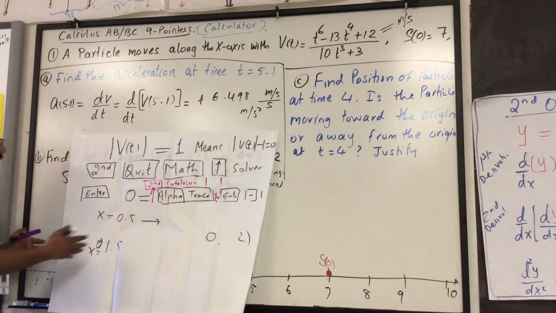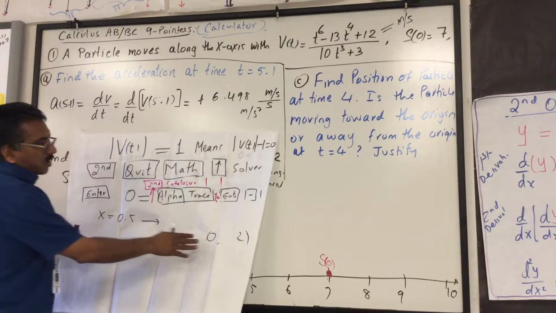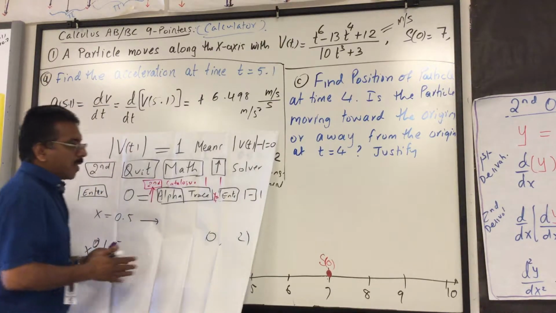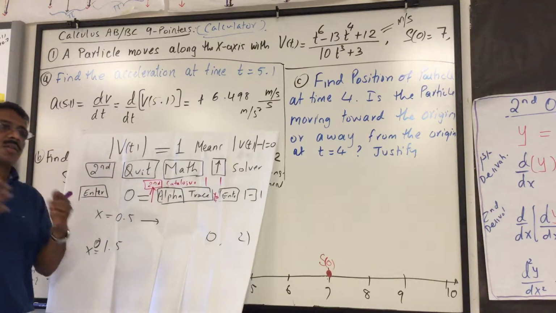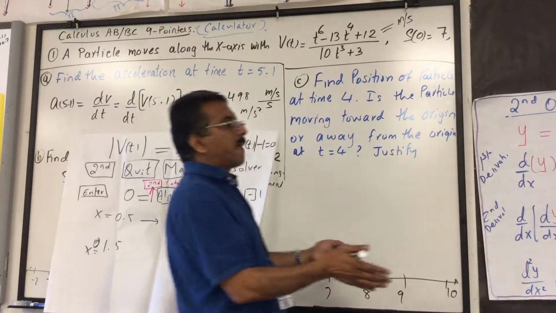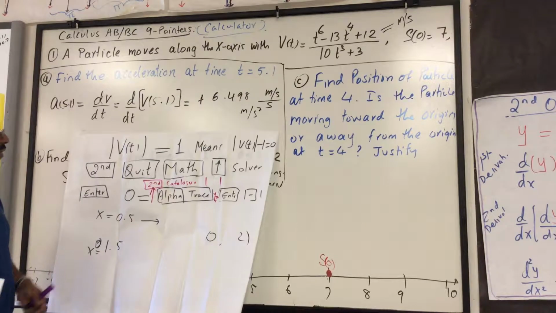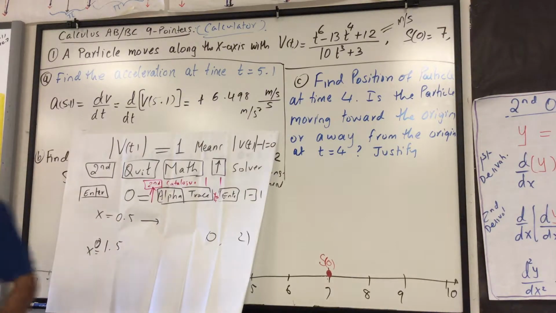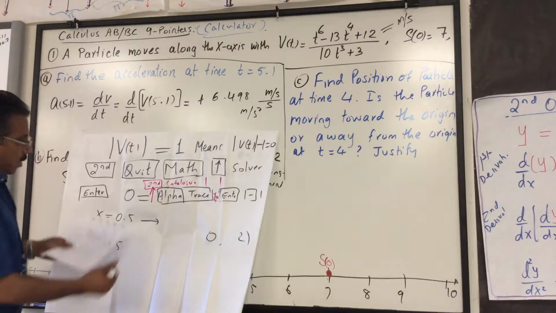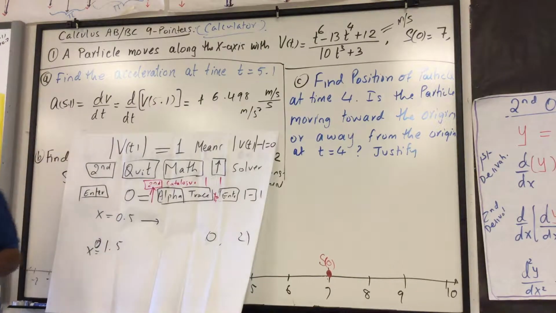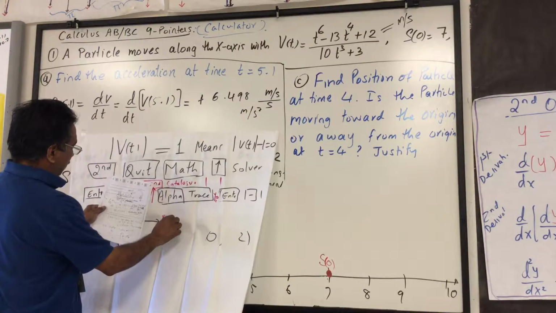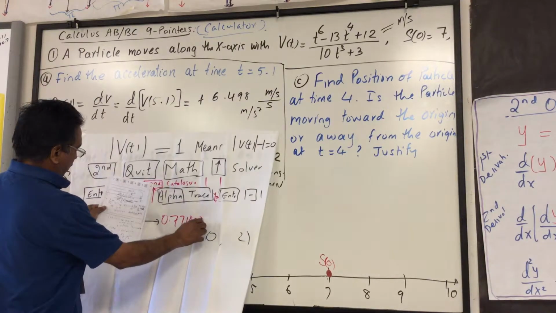To figure that out, you have the interval from 0 to 2, and there could be 2 answers because the particle sometimes moves to the right and sometimes moves to the left. That's why I put x equals 0.5, and when you put x equals 0.5, this is what you're going to get: 0.7718.